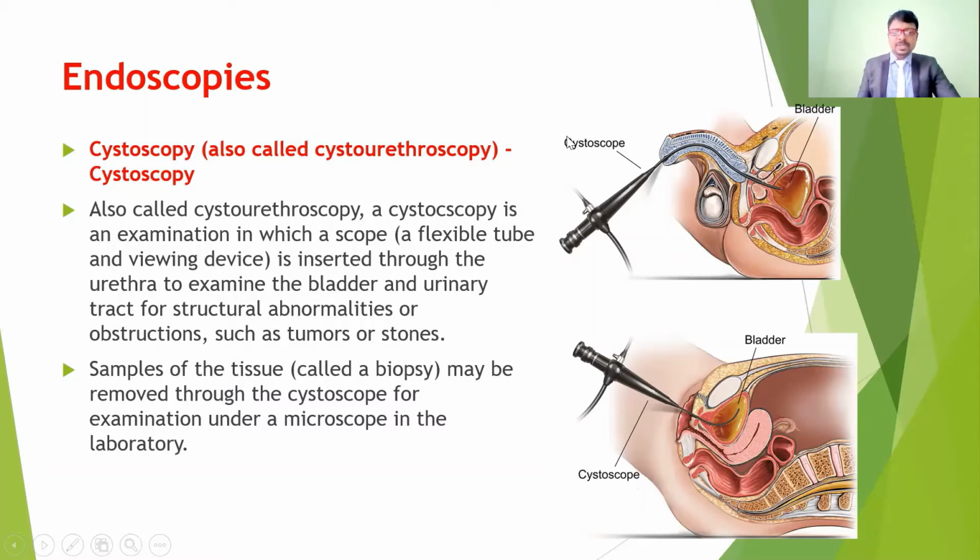Samples of tissue may be removed through the cystoscope for examination under the microscope in the laboratory. If you want to take out tissue from a particular organ, maybe from the prostate or the bladder, you can take some amount of tissue through the cystoscope. This is mainly used in investigation procedures in the histopathology lab. That procedure is called a biopsy. So that is one investigation procedure, cystoscopy.